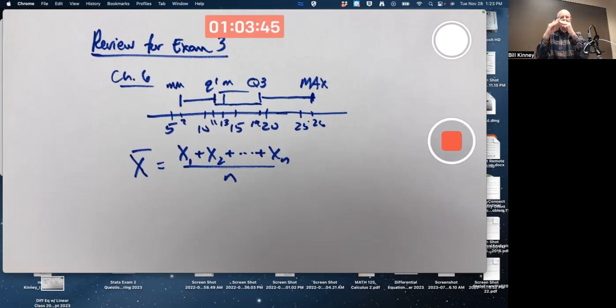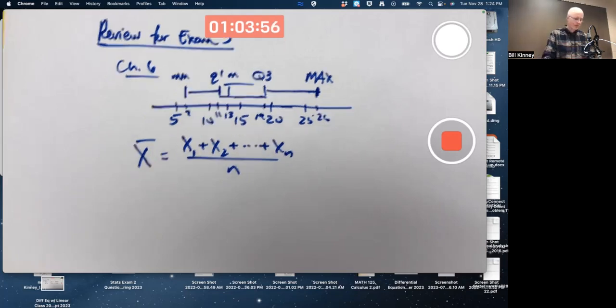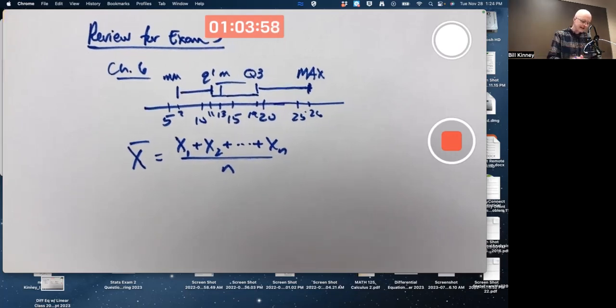How did we figure that out? We did some integrals. Will integrals show up on this exam? No. But we did do that before. But it is a statistic.